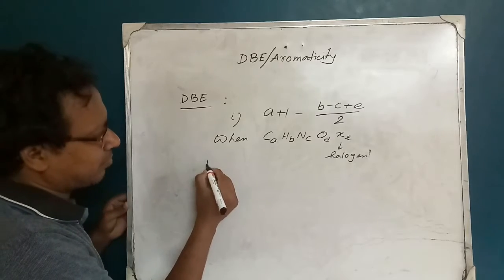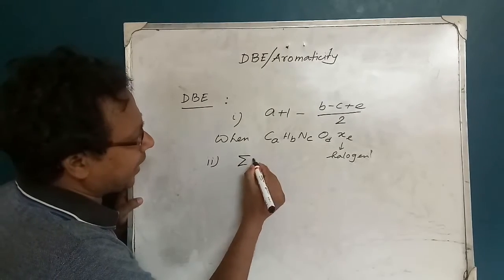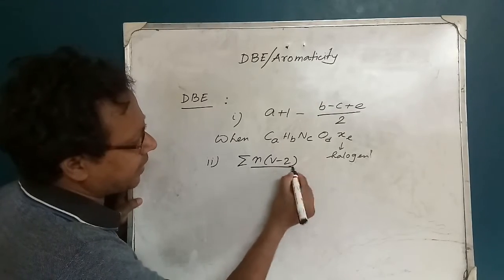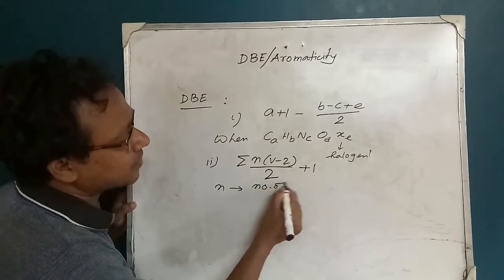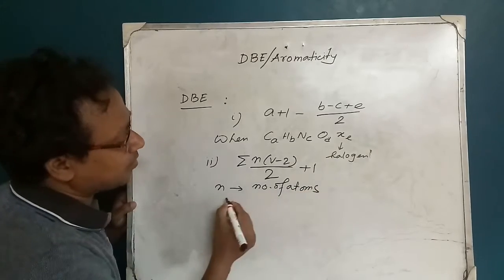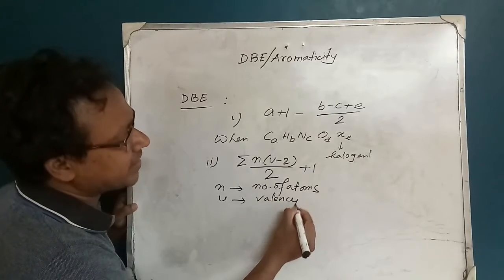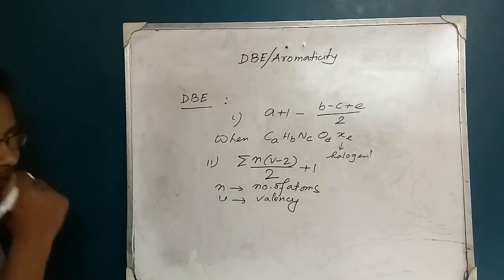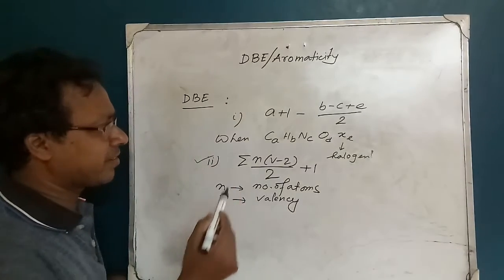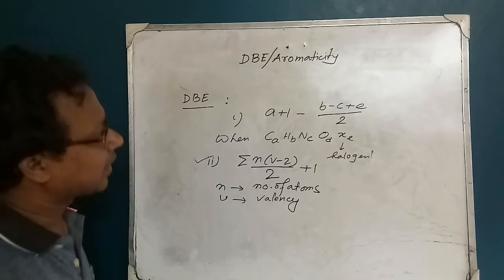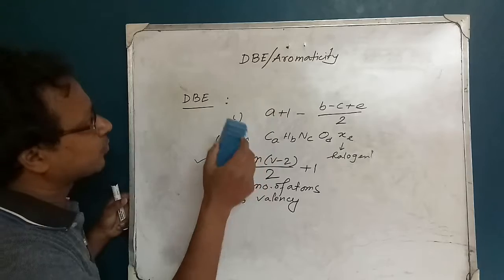Now the second equation for calculating DBE is summation of n(v minus 2) divided by 2, plus 1, where n is the number of atoms and v means valency. I always prefer to follow the second rule to calculate DBE. Now let us look at an example of how to calculate DBE according to rule 2.